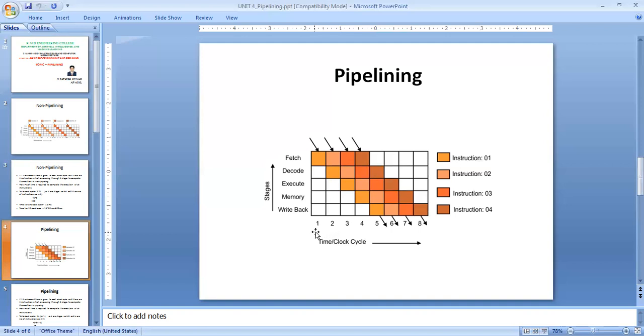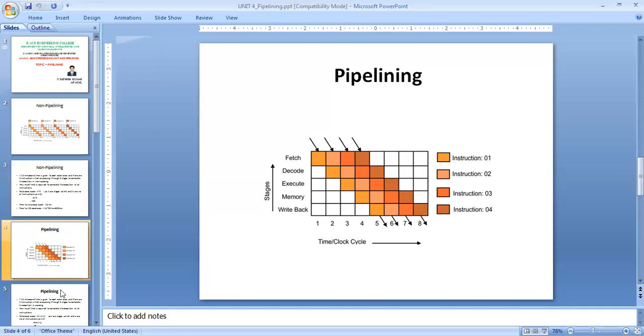So the benefit obtained is reducing the total number of cycles to complete these 4 instructions. As well, simultaneously we are handling the instructions, so that multitasking is obtained here, and overall performance can be improved.